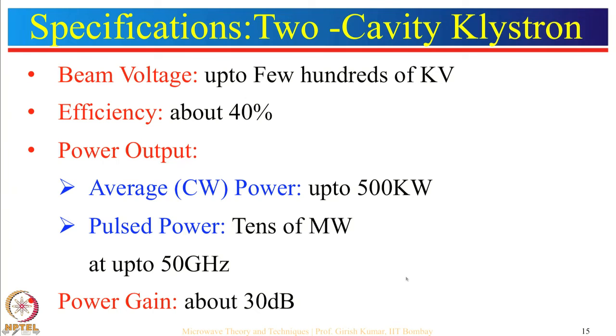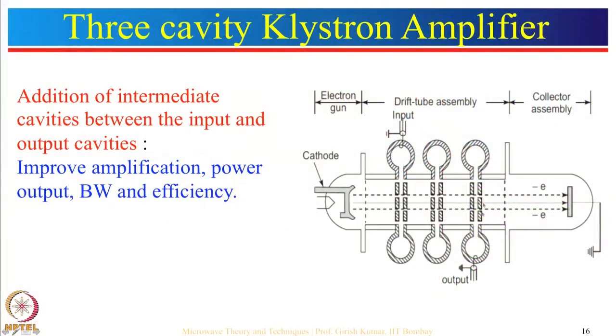Now, let us see the specifications of practically available two cavity klystrons. Beam voltages up to a few hundreds of kilovolts can be given. The efficiency of practically available two cavity klystrons is up to 40%, and the average continuous wave power output is up to 500 kilowatt and pulse power is up to tens of megawatt. The typical gain of these klystrons is about 30 dB, and to increase the gain further, re-entrant cavities can be used between the input cavity and output cavity.